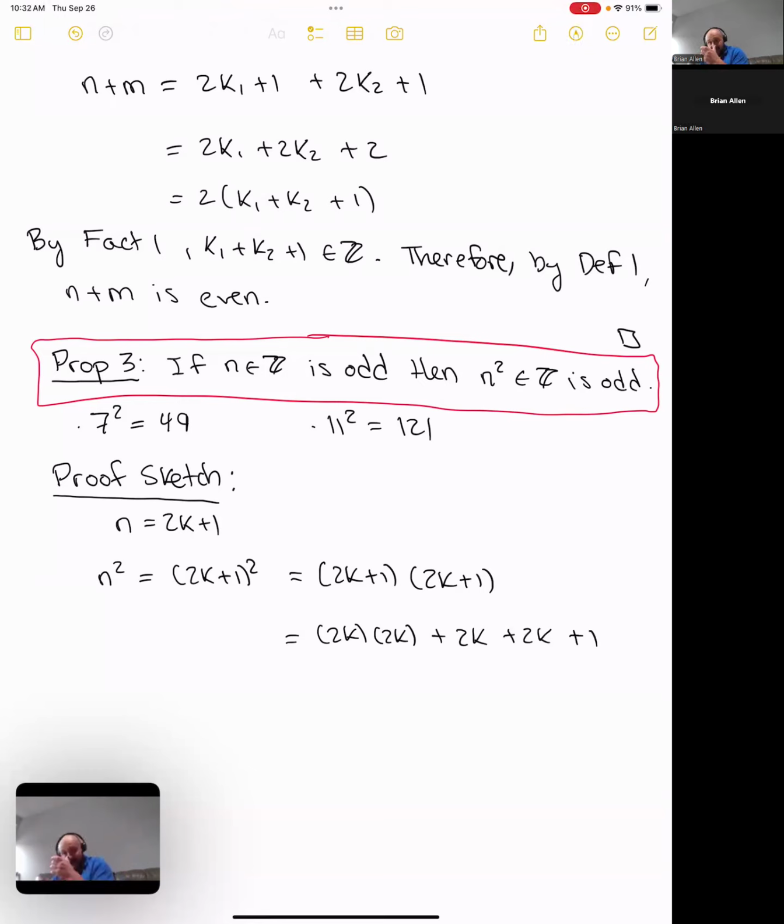Okay, now we're supposed to show this is odd. So this 1 at the end is good, right? We're going to keep that 1 at the end. We're not going to do anything with that. And the rest of the stuff here needs to be written as 2 times an integer. So we need to rewrite the rest of this stuff so it looks like 2 times an integer. Okay, so well, let's see. This first term can be rewritten as 2 times 2k squared.